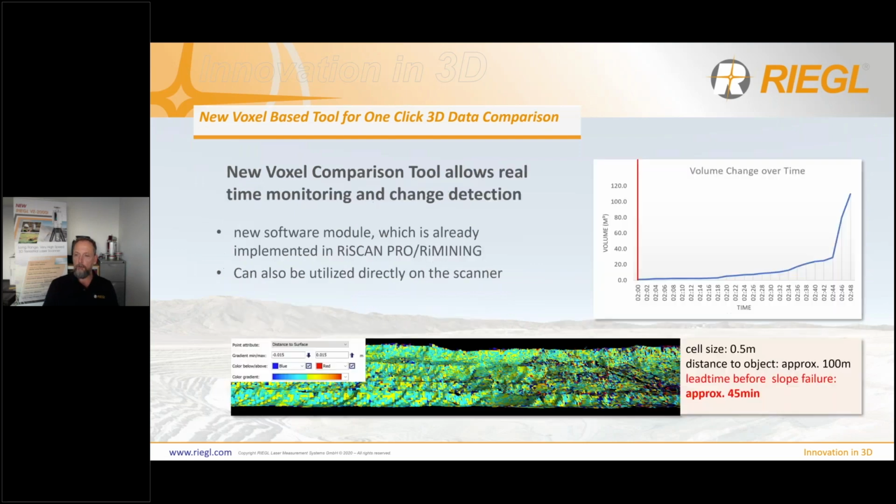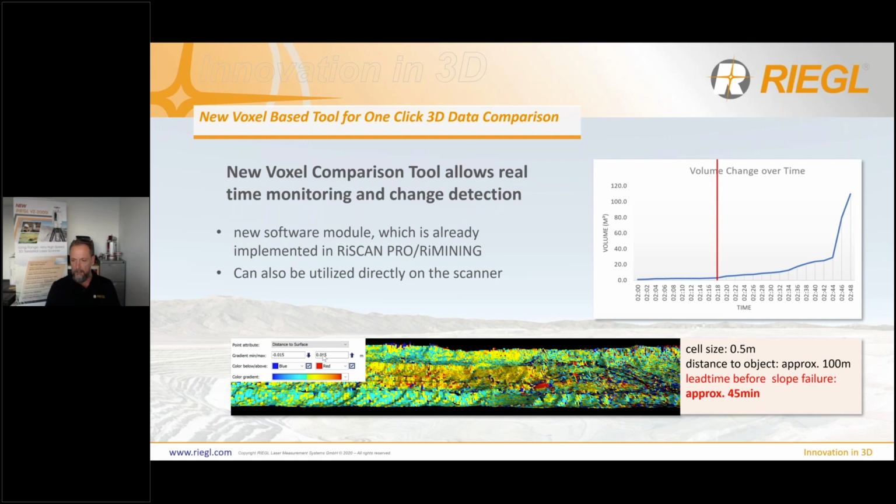Now I want to show you a typical example for that. This is data from a slope in an open pit coal mine in Germany. We have permanently scanned it every 2 minutes. The voxel size was 0.5 meters here. And we can see already after 15 minutes that the whole area is slightly going forward.